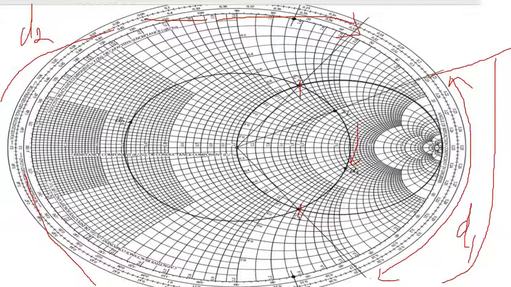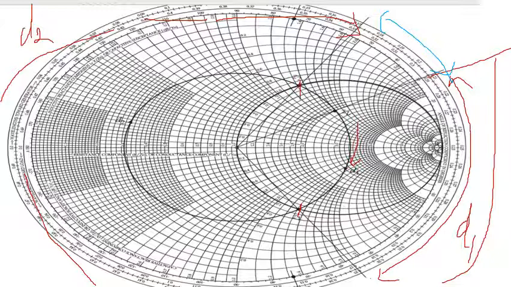There are multiple ways of doing this. One of the easiest ways is that I'm supposed to find the distance between these two. I hope you get it. I'll just mark it in some color. I want to know this distance. So how do I do it? Very simple. I'll take 0.5 lambda. Why 0.5 lambda? Because the entire circumference of the Smith chart is 0.5 lambda.